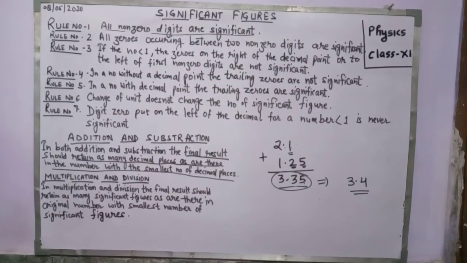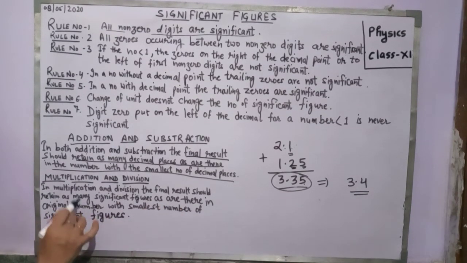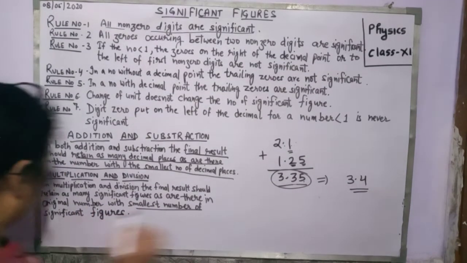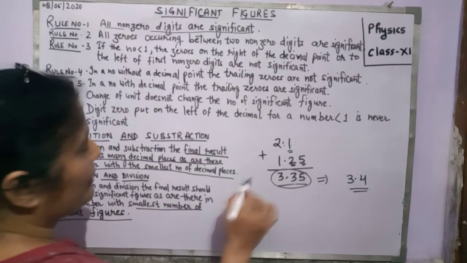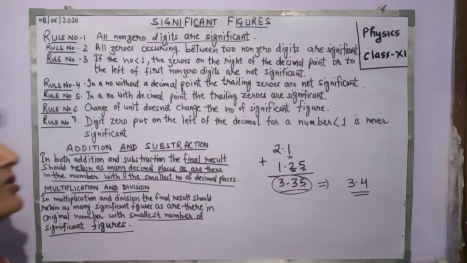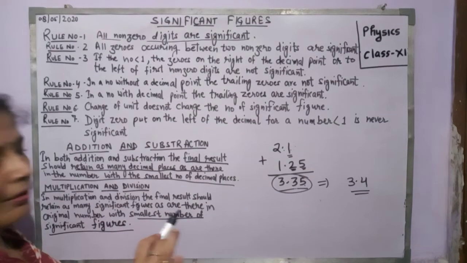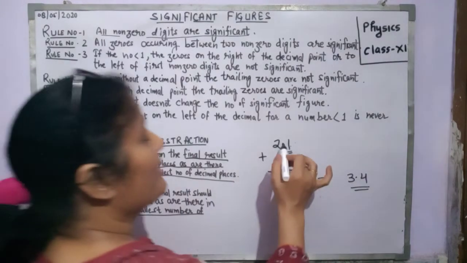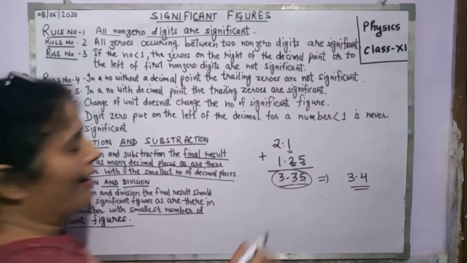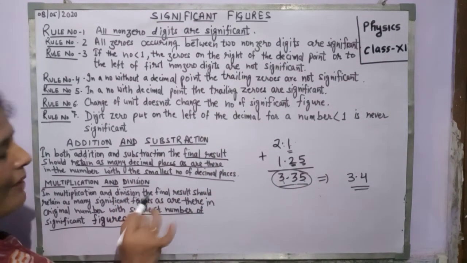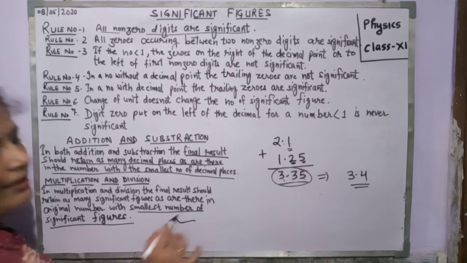Now the next one is multiplication and division. In multiplication and division, the final result should retain as many significant figures as there are in the original number with the smallest number of significant figures. In the case of addition and subtraction, the final result should contain the least number of decimal places. For all the numbers you are adding, first observe which number has the least decimal places, then round off the result up to that place. Similarly in division and multiplication, we have to observe the significant figures.